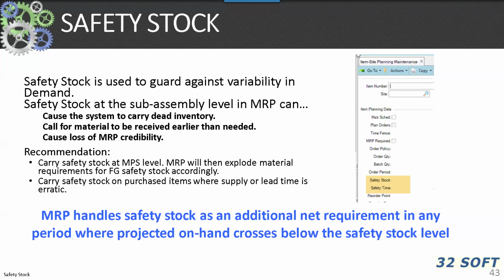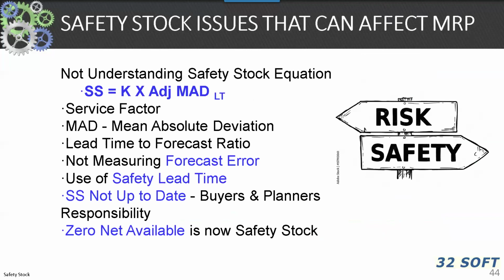Recommendations for carrying safety stock are at the MPS level and at the lowest level of a purchase item where supply or demand is erratic. MRP handles safety stock as an additional net requirement in any period where the projected quantity on hand goes below the safety stock. So that formula, if you don't calculate it correctly, that can also play havoc with your MRP.